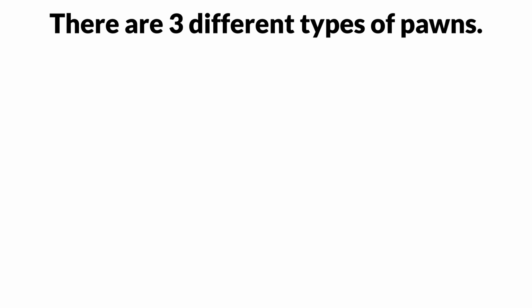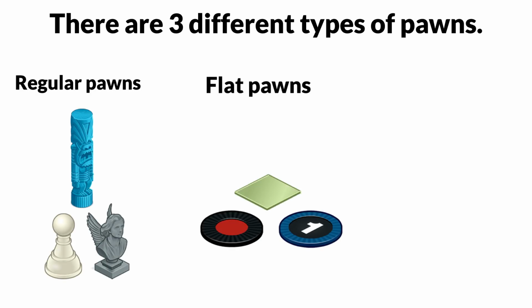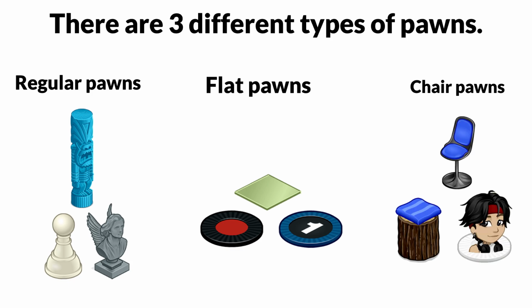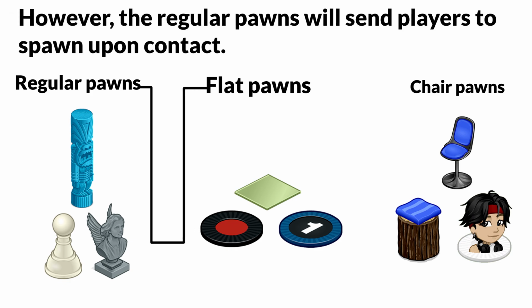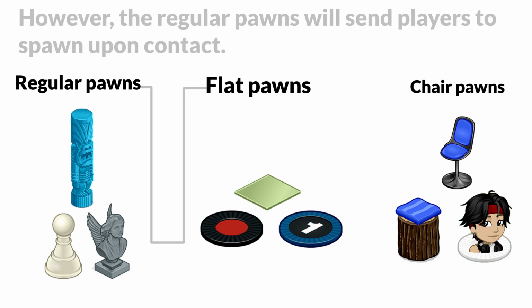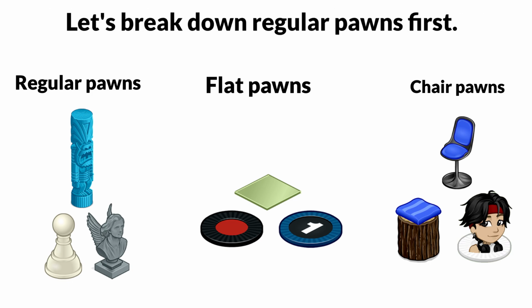There are 3 different types of pawns: regular pawns, flat pawns, and chair pawns. The regular and flat pawns have the same outputs. However, the regular pawns will send players to spawn upon contact. Chair pawns have extra outputs and inputs. We'll cover them in this video. Let's break down regular pawns first.